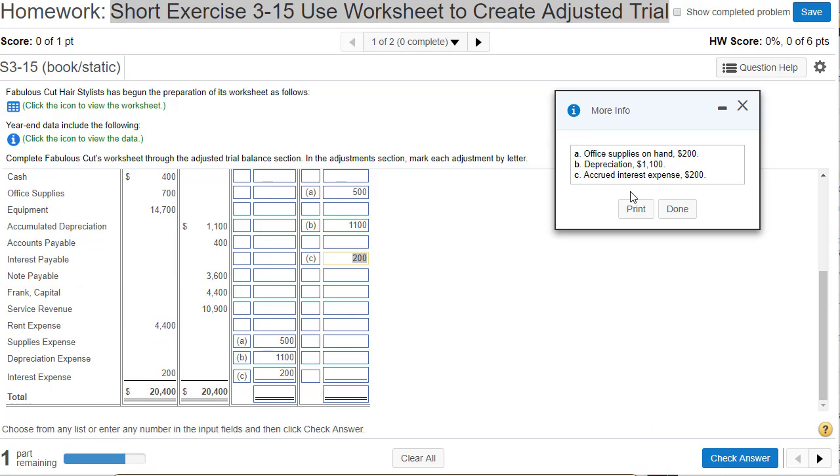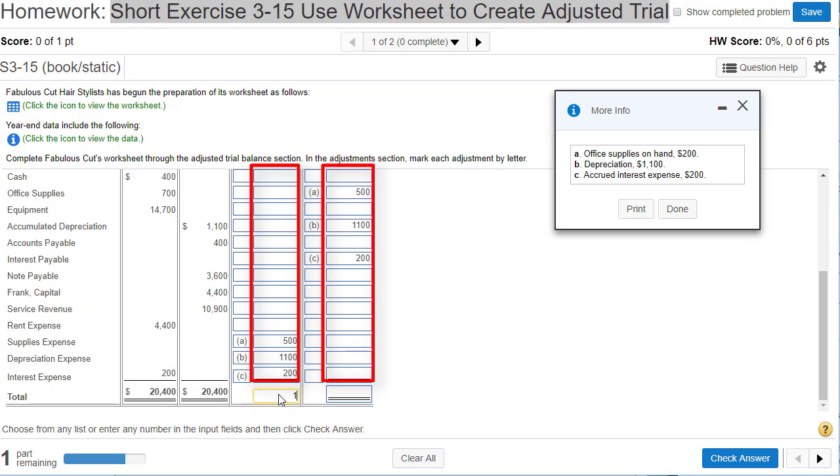So we've recorded all of these adjustments. Now we have to calculate our total debits and then our total credits just to make sure that they equal. So we've got $500 plus $1,100 is $1,600 plus 200 gives us $1,800. And over here, it looks like we've got the same, $1,800. Then we check our answer.